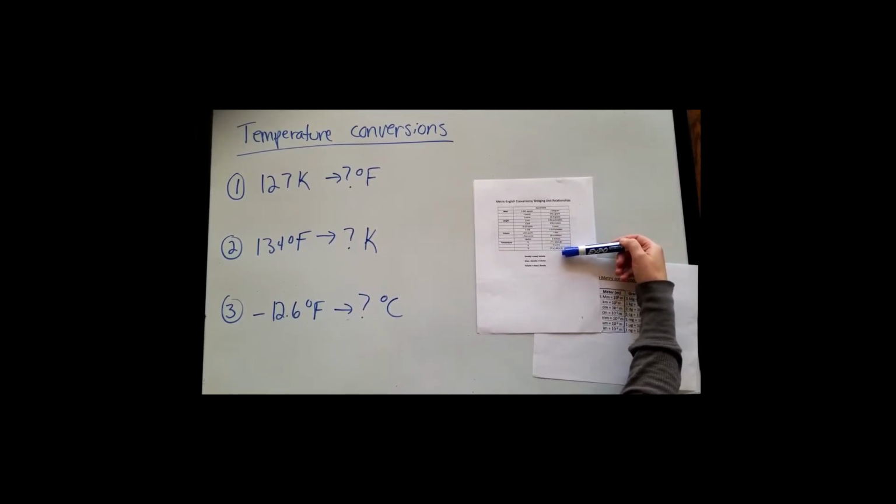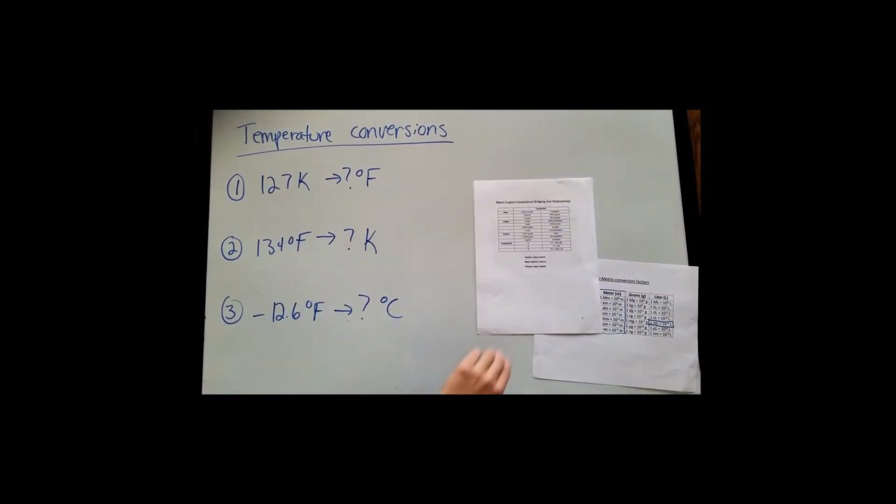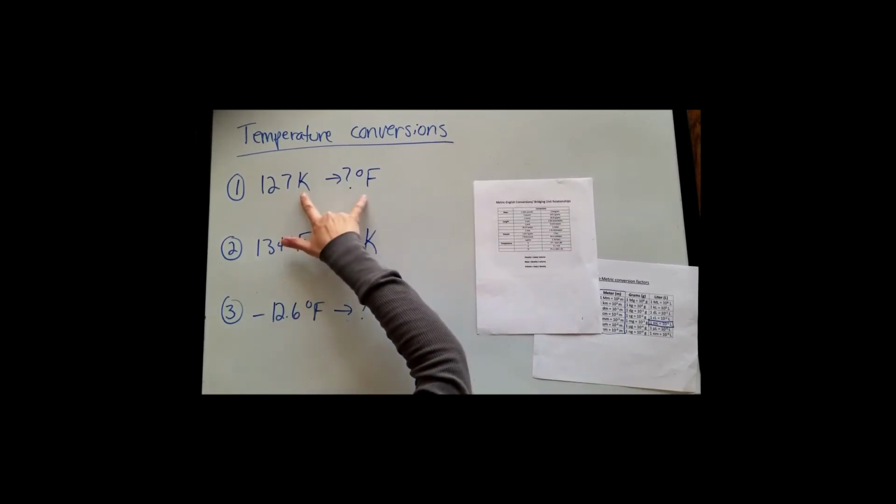So temperature conversions are a little bit different than your English to metric and metric to metric, because for these ones, you're going to have an equation where you will plug in numbers and solve. So let's start with this first one here. This first one, we are starting with Kelvin, and we are going to Fahrenheit. Now, these are usually the most difficult because this is going to require two different steps.